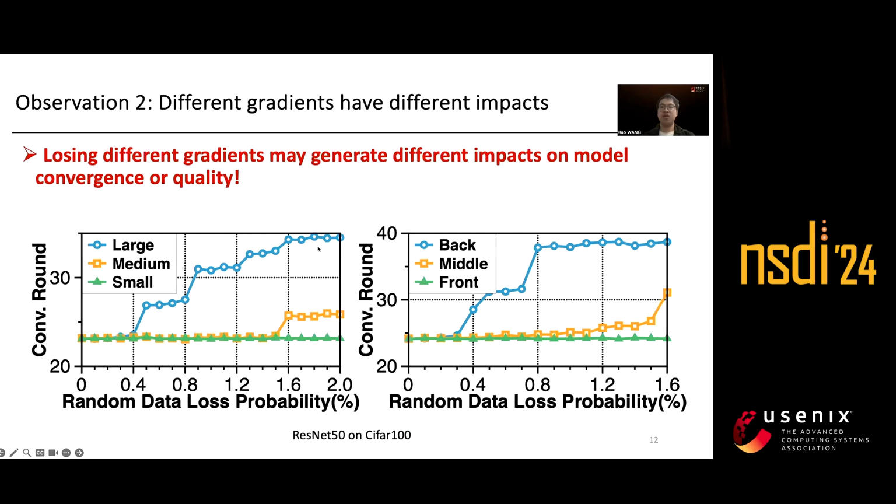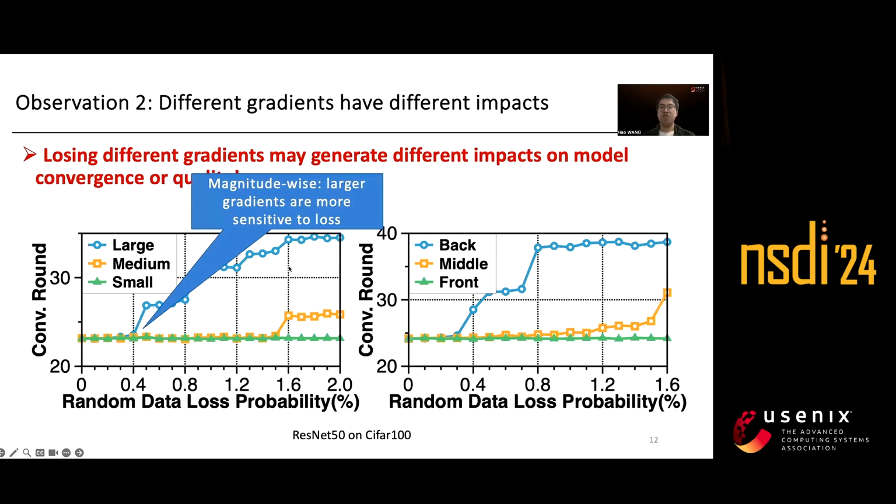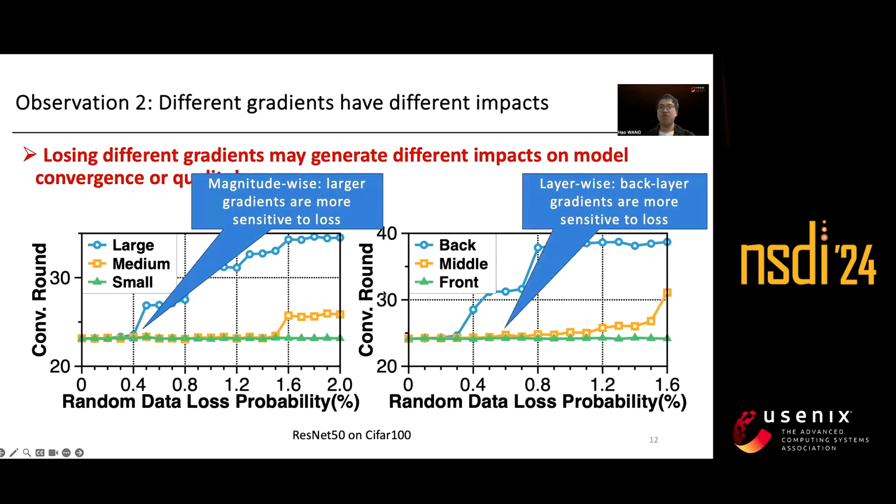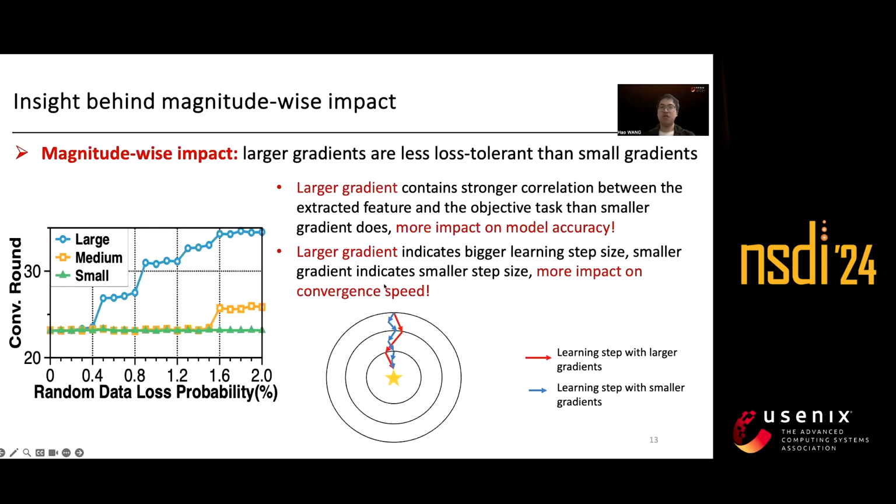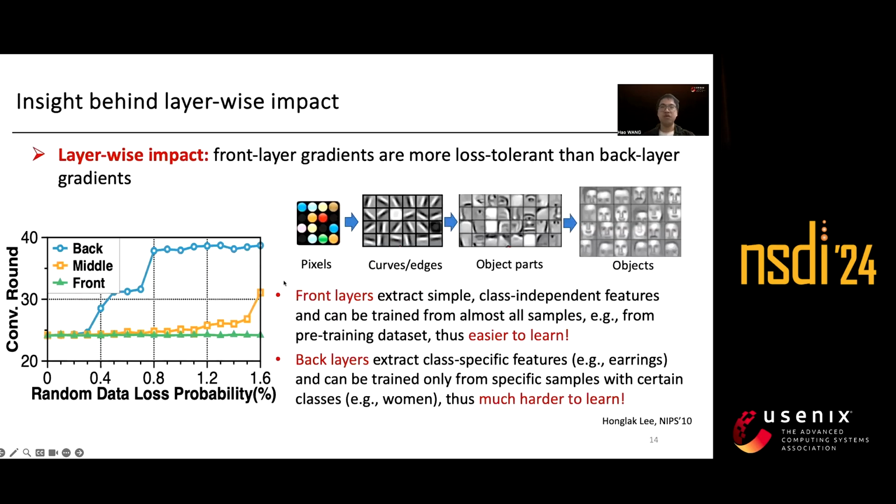The second observation is that different gradients may have different impacts on model convergence. Magnitude-wise, larger gradients are more sensitive to loss, thus less tolerant than small gradients. Layer-wise, back layer gradients are more sensitive to loss. Front layers are less important, thus more loss tolerant than back layers. The reason is that with pre-training, the front layers extracting low-level features are generally well learned, thus needing fewer updates than back layers.